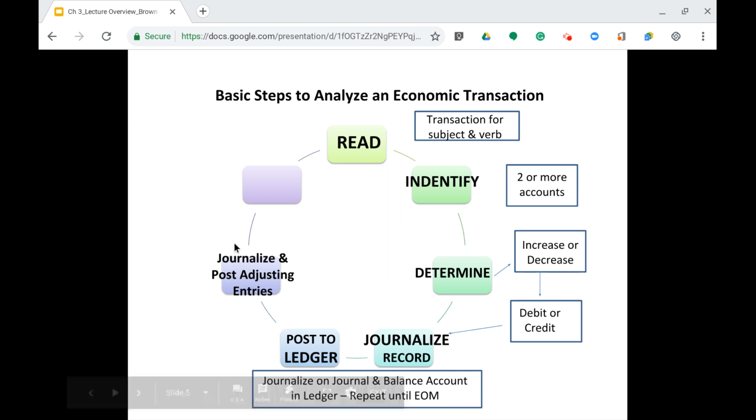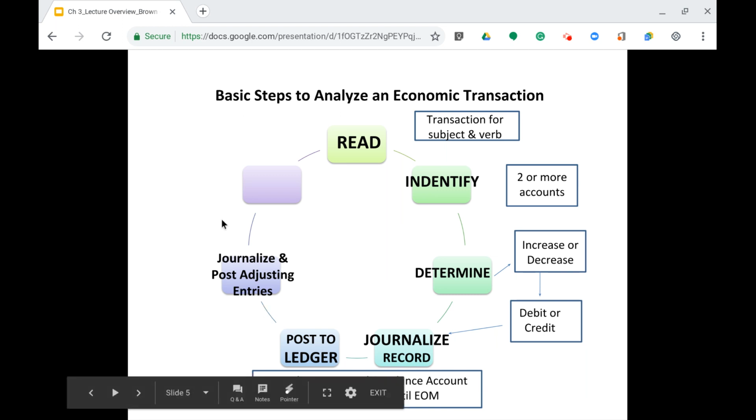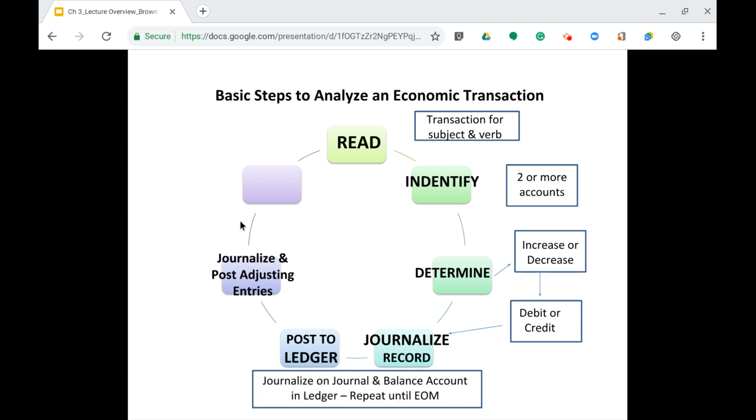Next, you have your journalizing and posting of adjusting entries. Then you're going to have an adjusted trial balance in here, so make sure you add that in. And then you're going to create your financial statements. You're not done, because we still have chapter 4. We still have to close the month.